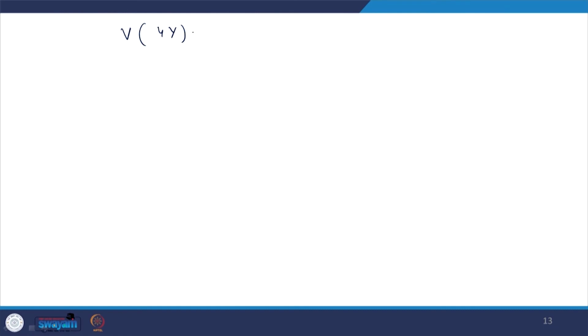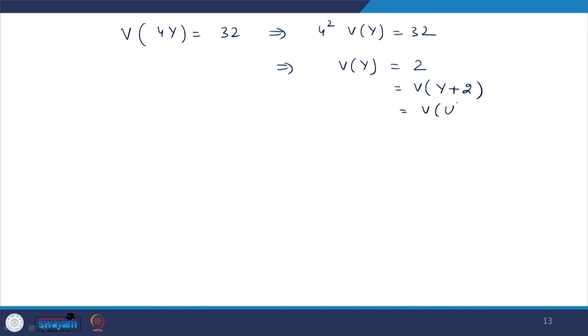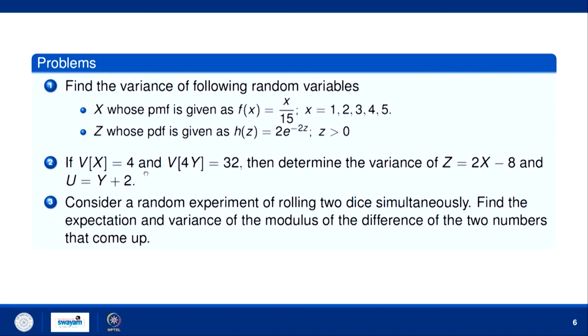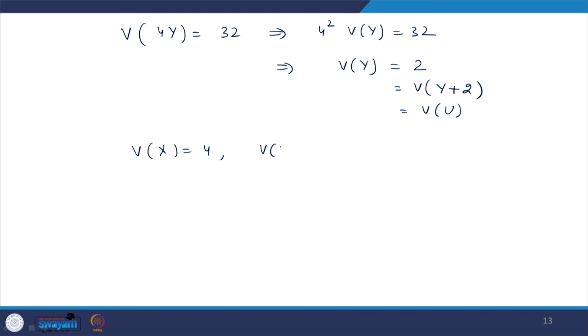And what is the variance of y from here? See, if the variance of 4y is 32, this implies 4 square times variance of y is 32. So this implies the variance of y is 2, which is the same as the variance of y plus 2. Now, from the first one, the variance of x is 4, and you want to compute the variance of z, which is the variance of 2x minus 8. It will be nothing but 4 times the variance of x, which is 16.